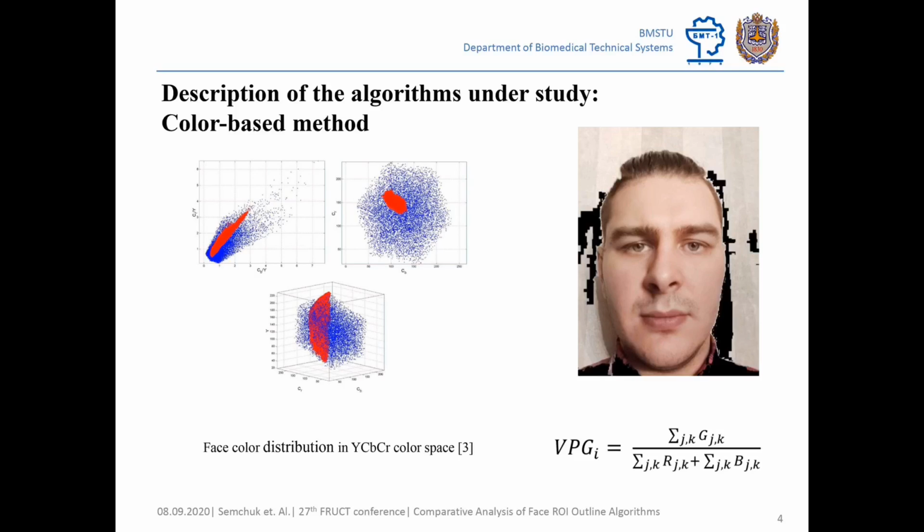The value of the VPG amplitude corresponding to the ith frame of the video image of the face is calculated using the given formula, where i is the frame number of the video image, j, k are the coordinates of the pixels belonging to the selected area, RGB are the color coordinates of the corresponding pixels. An example of the result of an algorithm based on the color segmentation method is shown on the slide.